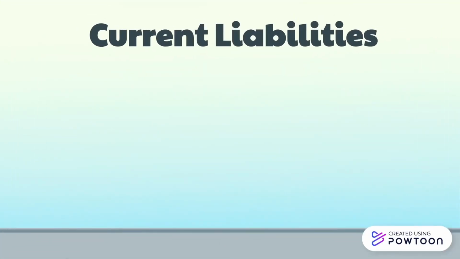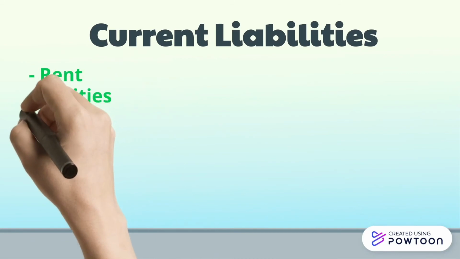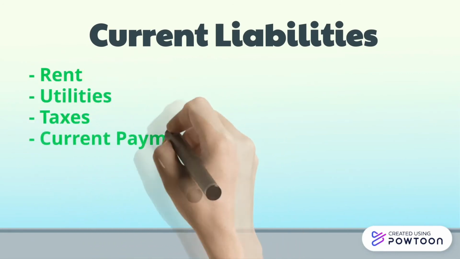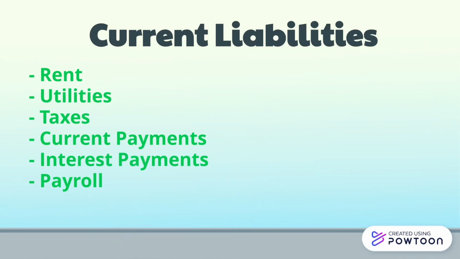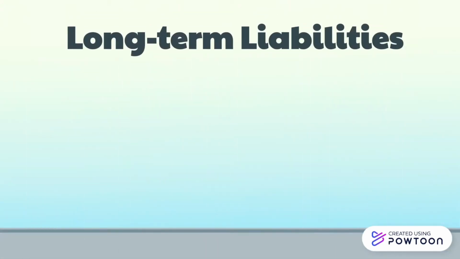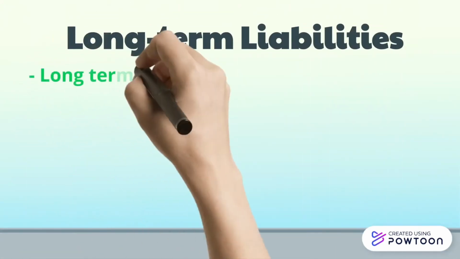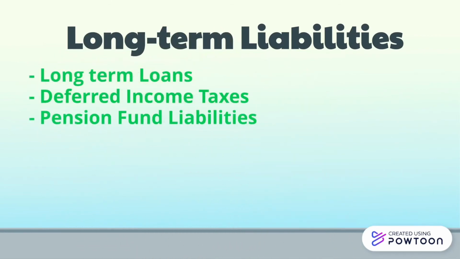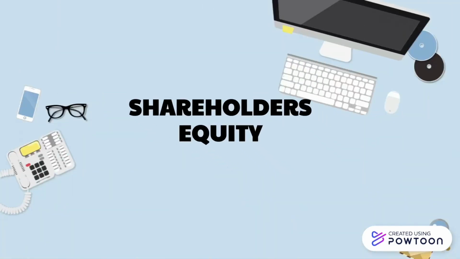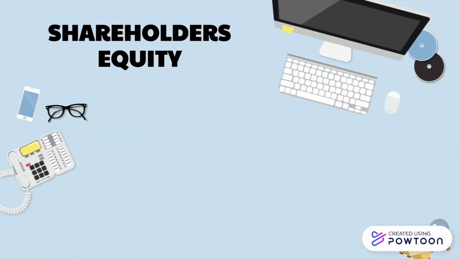Current liabilities include rent, utilities, taxes, current payments toward long-term debts, interest payments, and payroll. Meanwhile, long-term liabilities include long-term loans, deferred income taxes, and pension fund liabilities. The last section of a balance sheet is called shareholder's equity.